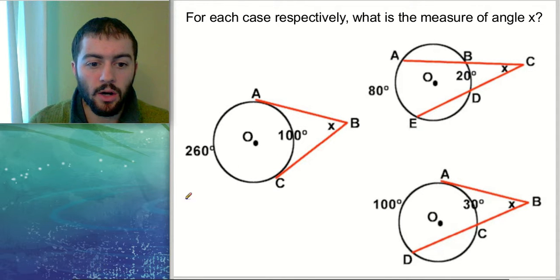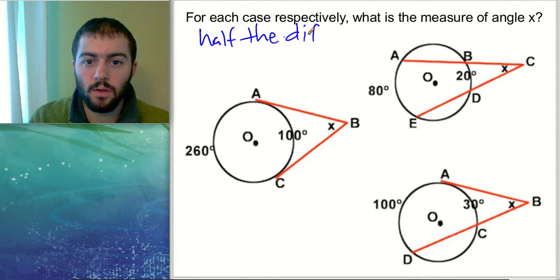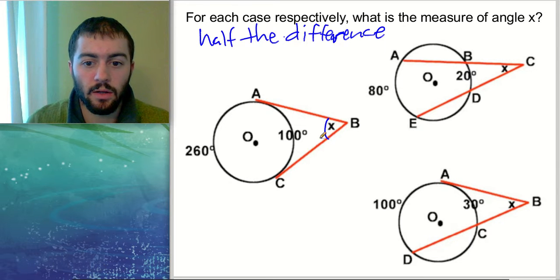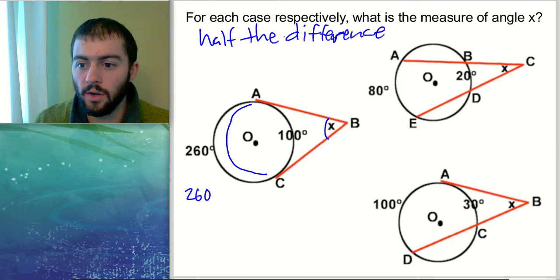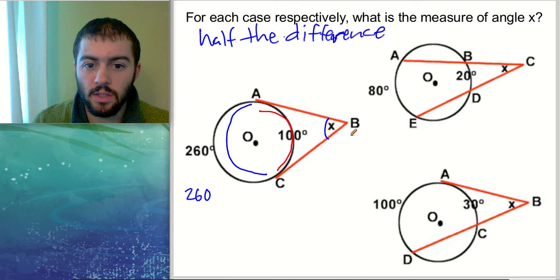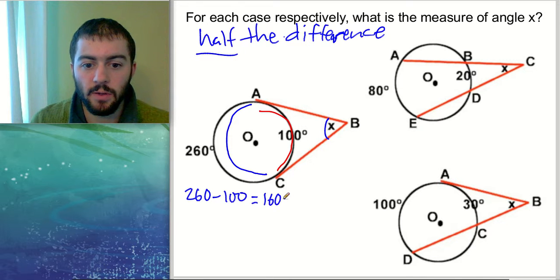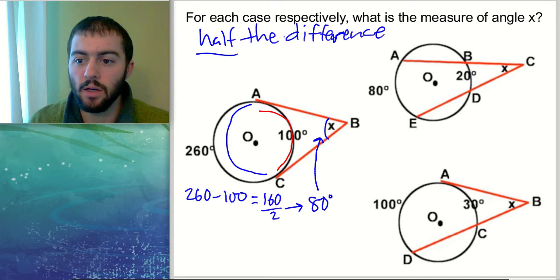So we have the two intercepted arcs, right? So we're going to take half the difference. All right, so half the difference of the intercepted arcs is going to give us angle X here, right? So if we go ahead and calculate this, we have 260 as one arc that's intercepted here. Another arc that's intercepted is 100 degrees. So if we want to calculate this, we subtract them. 260 minus 100 would give us 160, and then we have to take half of that difference. That would give us 80 degrees. So the measure of angle X in this case would be 80 degrees.